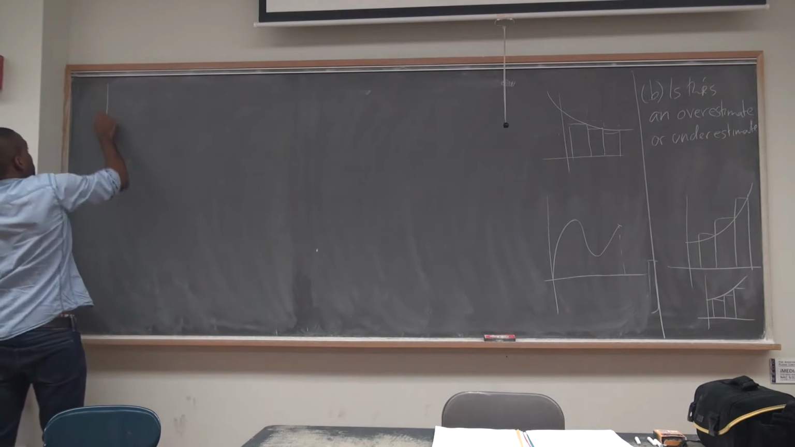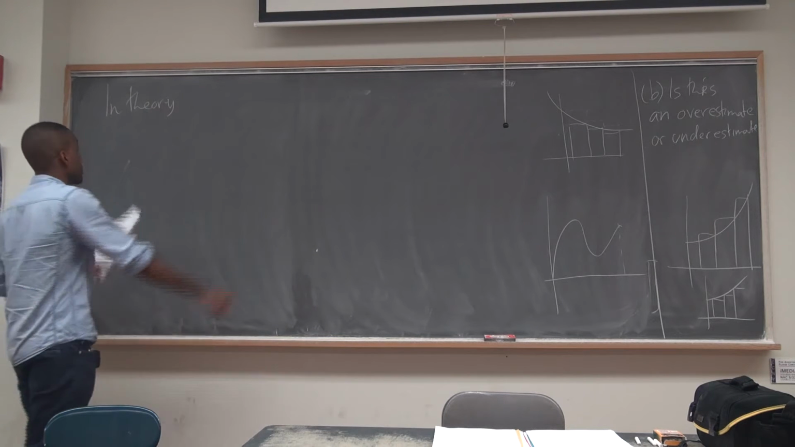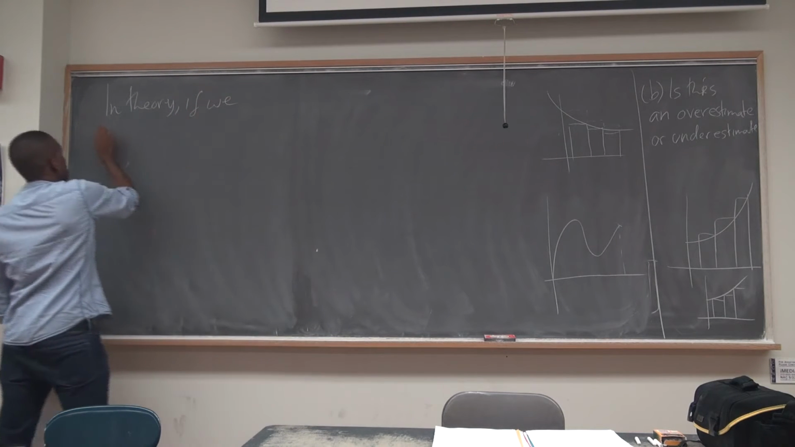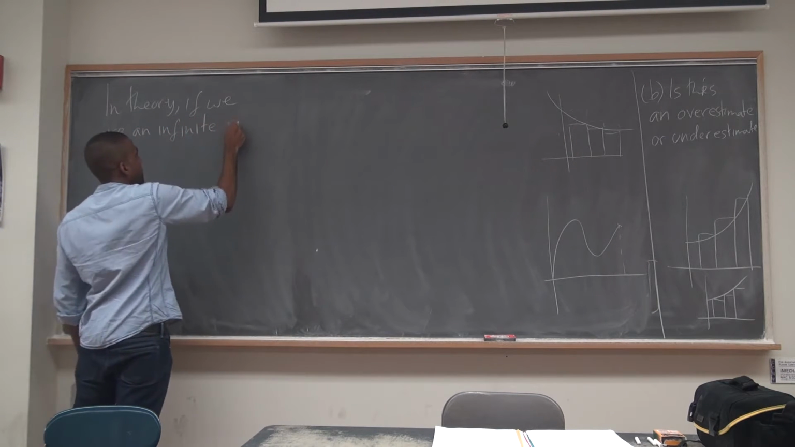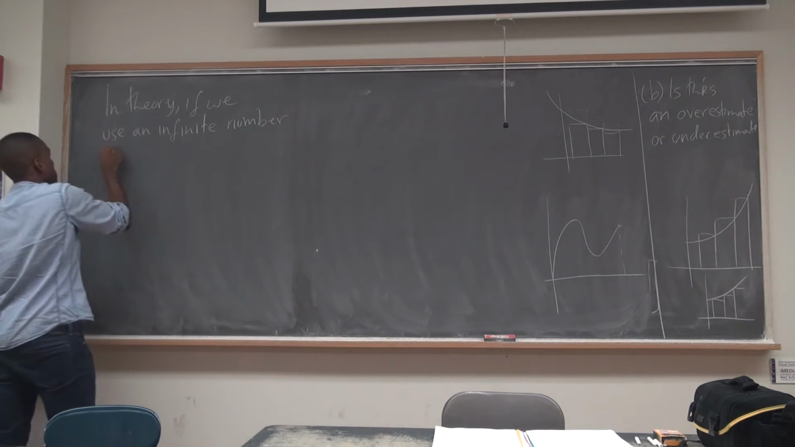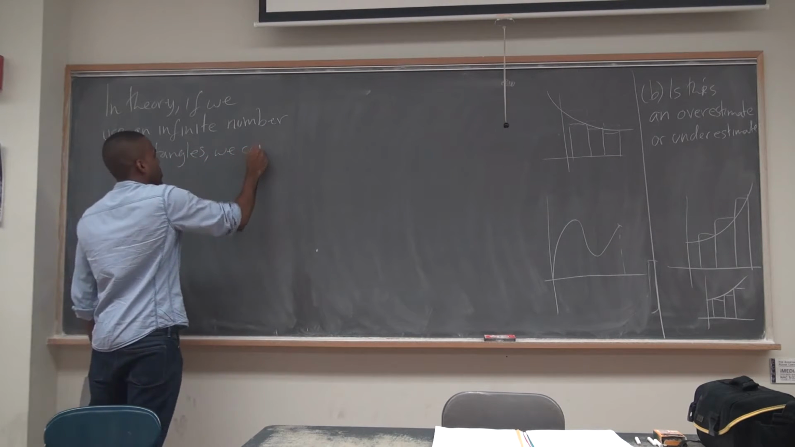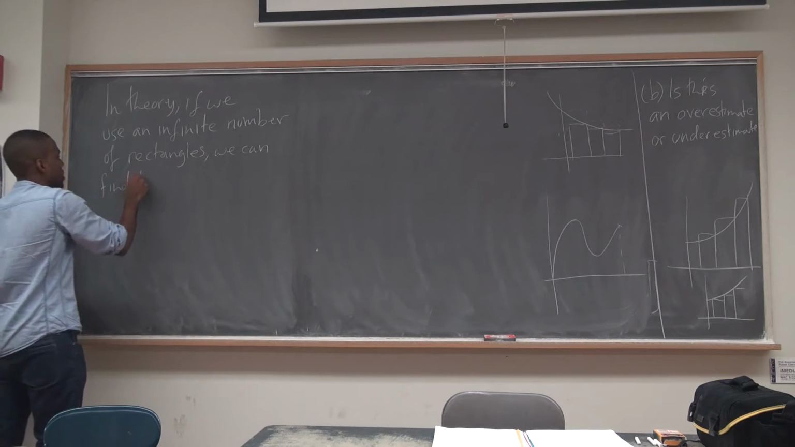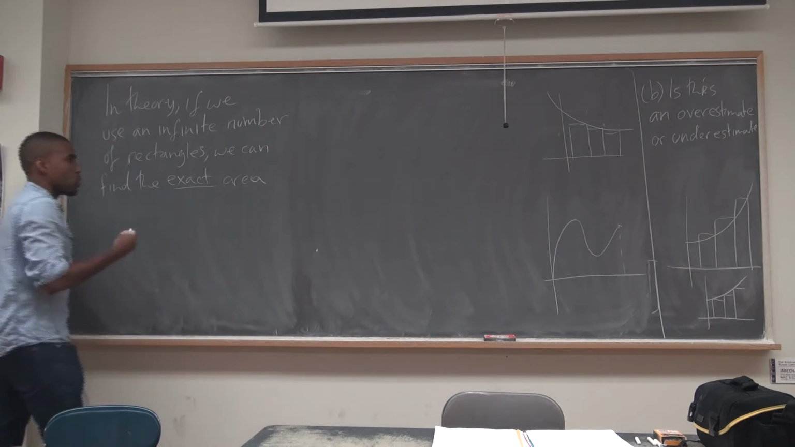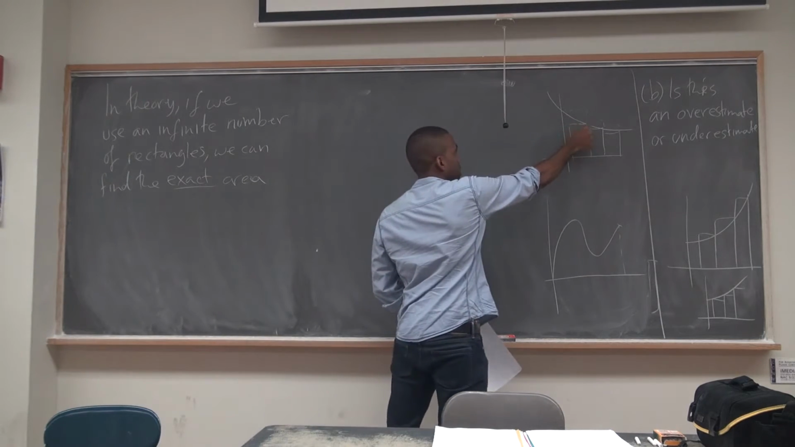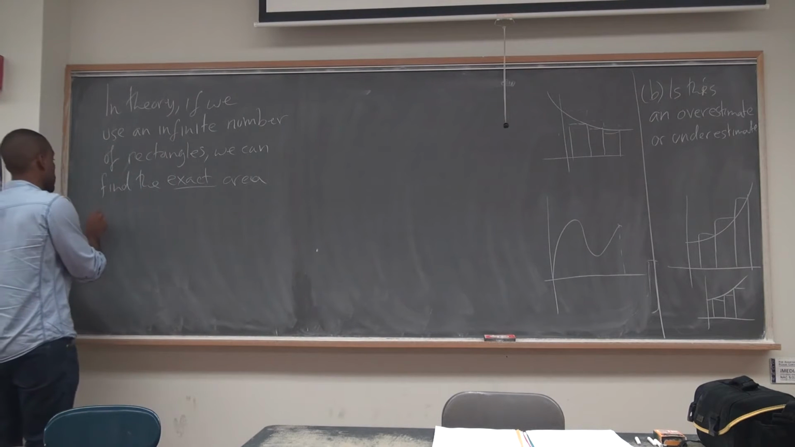Okay. So, in theory, I don't remember if I mentioned this before. I feel like I mentioned it, but I'm not sure if I wrote it down. If we use an infinite number of rectangles, we can find the exact area under the curve. The idea is, the more rectangles I use, the more space I will fill in. And with an infinite amount, I can fill in all the spaces, right? There should be no gaps.